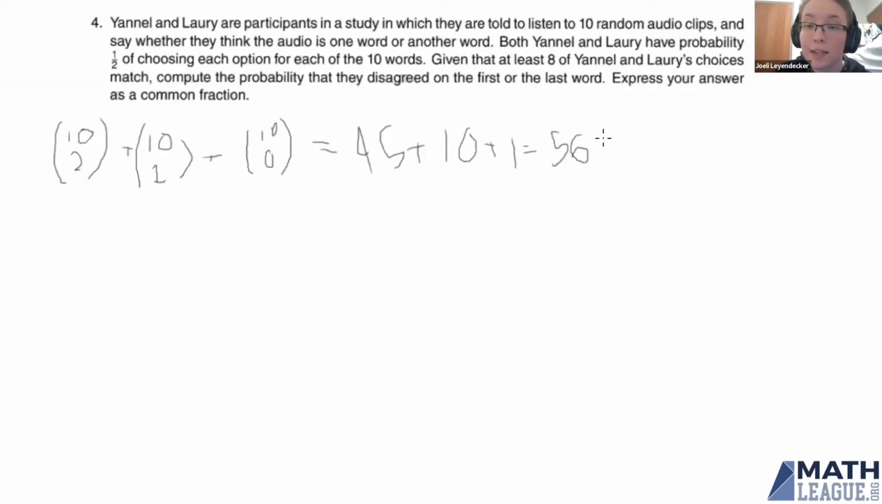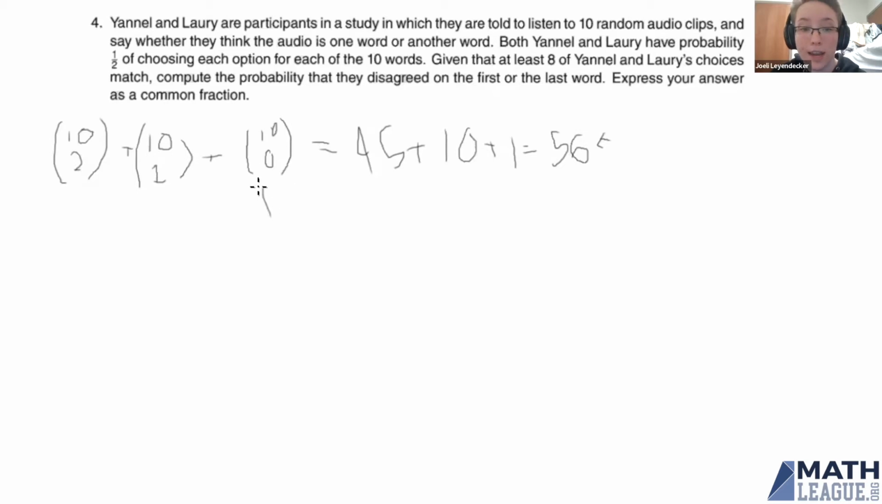So that gives us the total number of cases. So this is going to be our denominator. And we know that since both Yanni and Laura have a 50-50 chance of choosing each option for each of the 10 words, we don't have to weight the probability of one being chosen over the other. Nice. So now that we know the denominator, let's figure out how many cases satisfy the requirement that they disagreed on the first or last word.